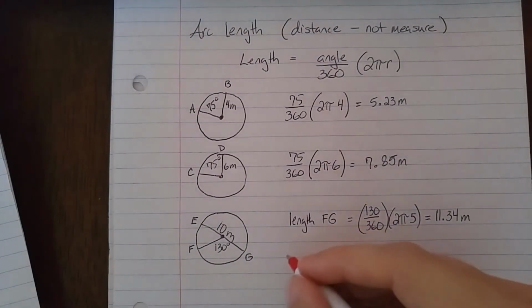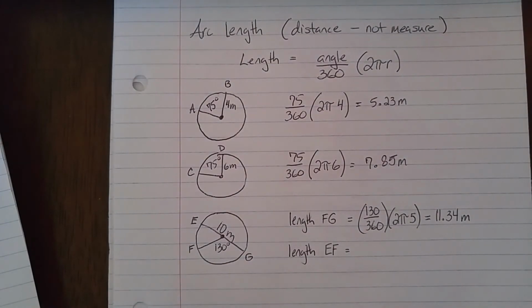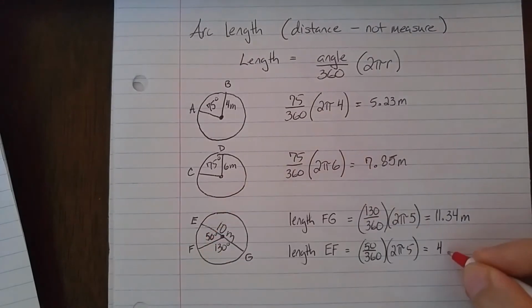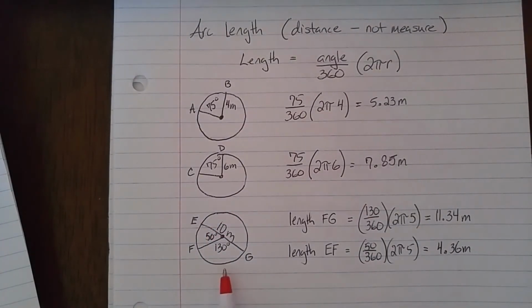11.34 meters. And now let's find length EF. So if this is 130 degrees and I know this is a diameter, what's this going to be? If that's a semicircle, 180 minus 130, that makes this 50. And you end up with about 4.36 meters.